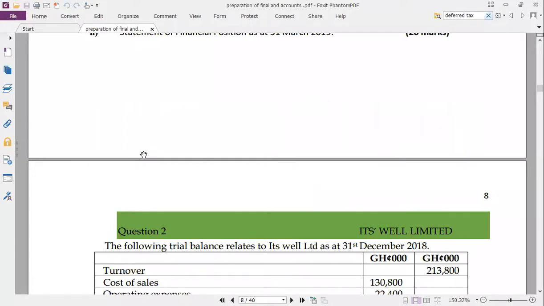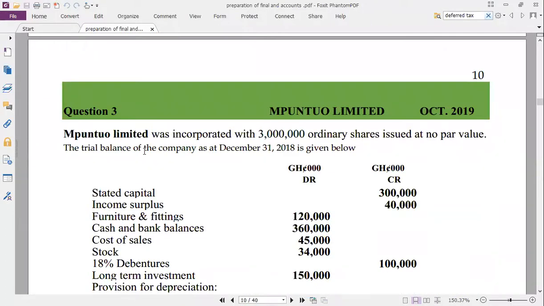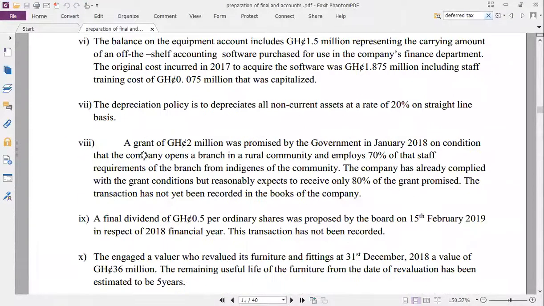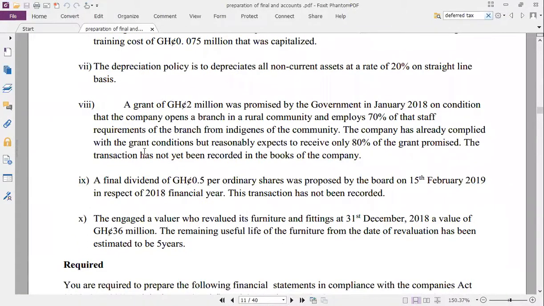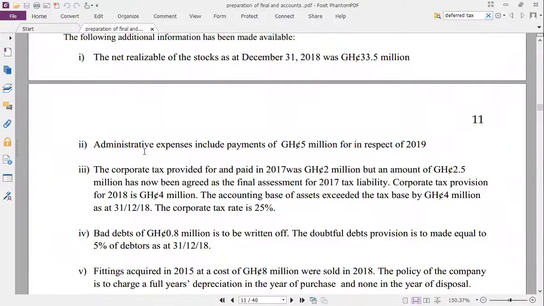So let's go to Impuntio. Impuntio is question number 3. Question 2 is 12. Then question 3 is Impuntio Limited, October 2019. That's note 4. Impuntio, note 3. Yes, note 3. Now let's go to note 3 for Impuntio.